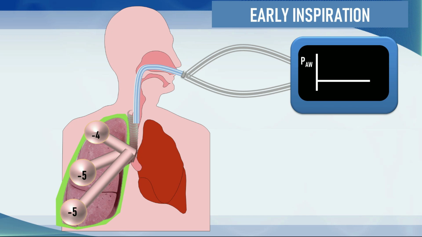Early inspiration is characterized by the generation of negative pressure in the pleura. That drags open the alveoli, generating a relatively negative pressure gradient between the alveoli and the upper airway, and gas flows once the ventilator is triggered along the pressure gradient.